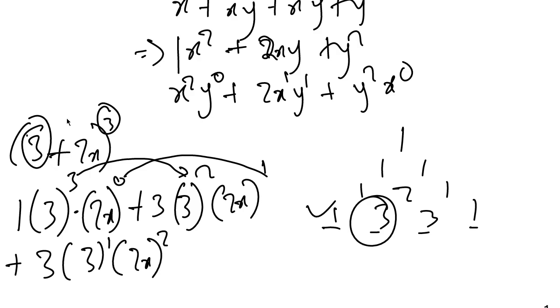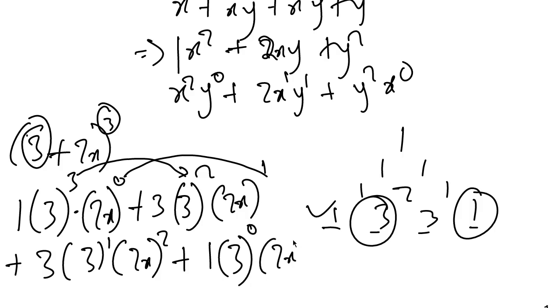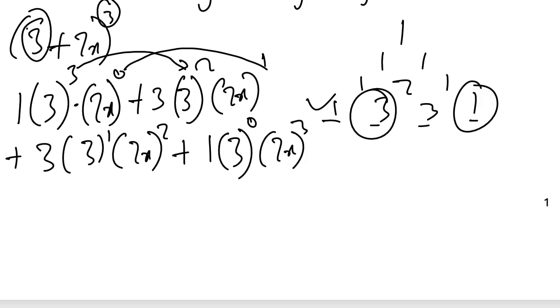So I can see that these powers are summing up to 3. Then you can see that the last term is what? 1. So that will be 1 into what? 3 to the power 0. Then 2x to the power what? 3. Very simple. And then at the end of the day, what will you then have? 3 to the power 3 is what?